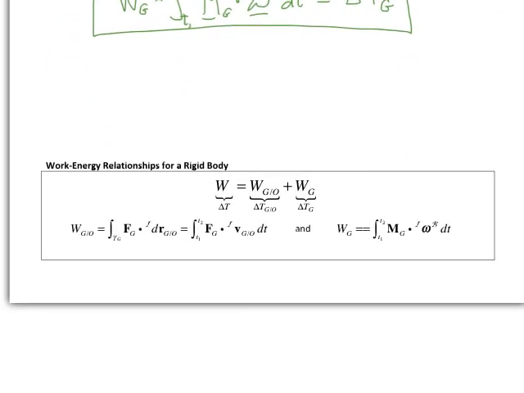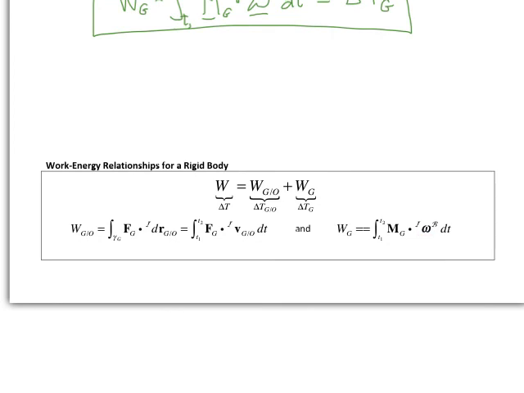In summary, what we have are the work-energy relationships for a rigid body, which says that the total work on the system is the work on the center of mass due to the external forces plus the work about the center of mass, or relative to the center of mass, which we've defined as W_G with respect to O. We can write this in two forms, either as the path integral of all the external forces dotted with the differential position vector, or as the time integral of all the external forces dotted with the velocity of the center of mass with respect to O. And then for our rotational work, or our work about the center of mass, it's the time integral from time 1 to time 2 of the moments due to the external forces dotted with the angular velocity as observed in the inertial reference frame.